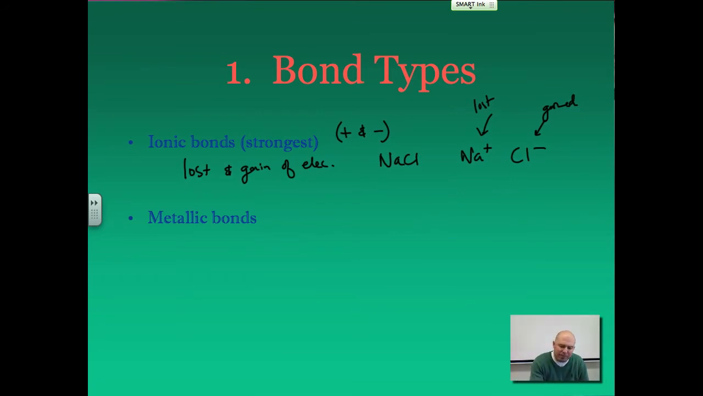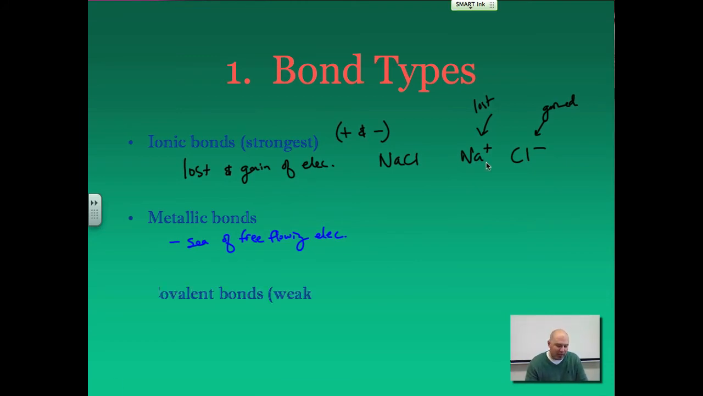The next type, metallic bonds, is something we're not going to talk a whole lot about. You can view metallic bonds as a sea of free-flowing electrons. Metallic bonds happen in metals, and these electrons moving around allow metals to be conductive in terms of electricity and heat. So that's a metallic bond. We're really just going to gloss over it and not worry about it too much.